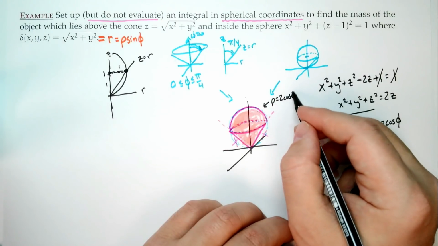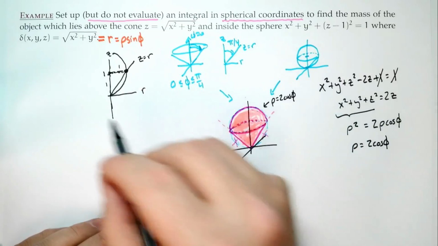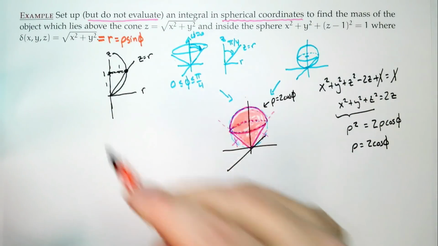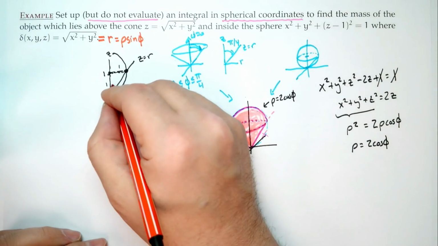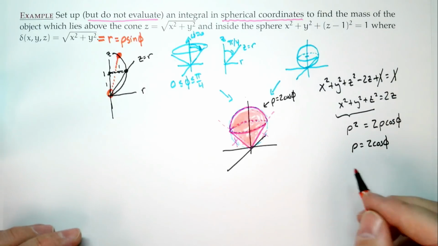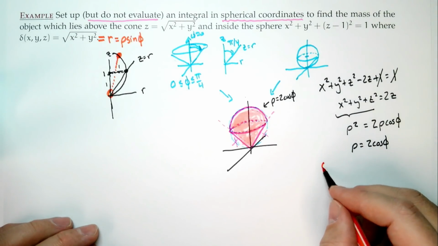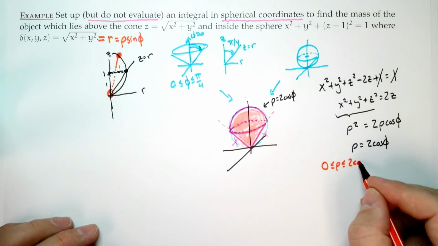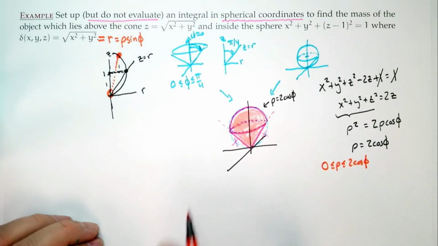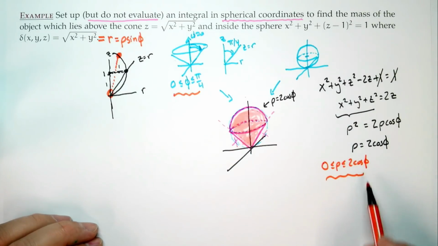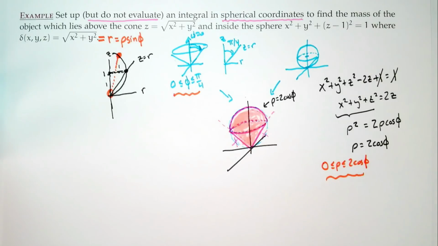Now, where does rho go from? Well, if we think of our picture, and I'll do it in our slice, we go from the origin and we go out until we hit our sphere. So we have that 0 is less than or equal to rho, is less than or equal to 2 cosine phi. Now you say, all right, we've gotten our phi, we've gotten our rho, what haven't we done? And the thing we haven't done yet is theta.